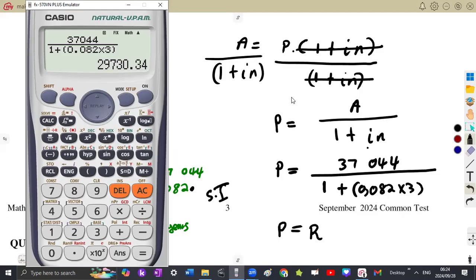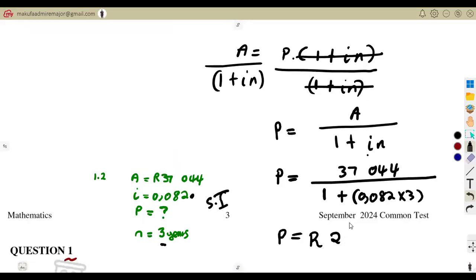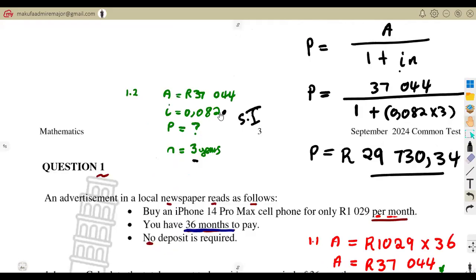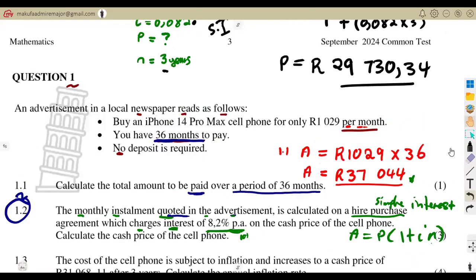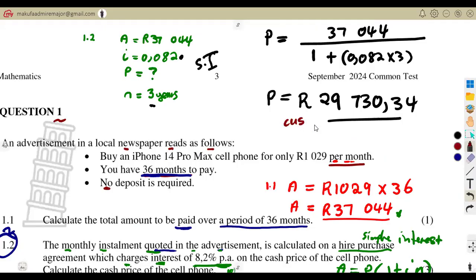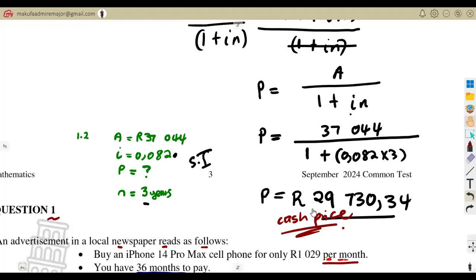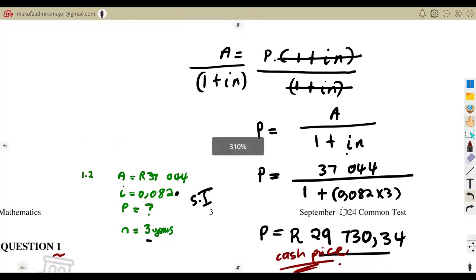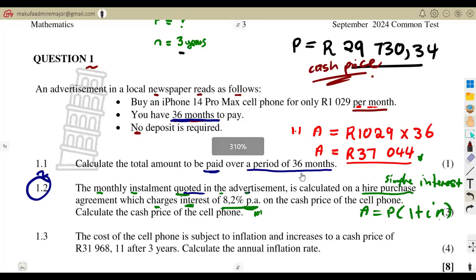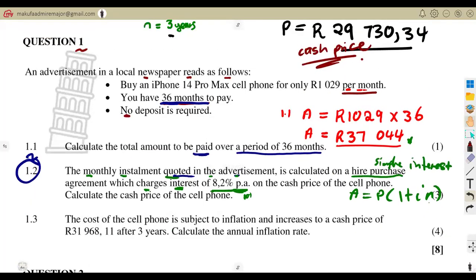So this is what you're going to have at the end. This is the idea there. So you're having 29,730.34, as we had there. So we're talking about the cash price, the one that we had. The cash price of the cell phone. This was supposed to be our cash price. Okay, so revise your finance, guys, because they do ask these questions now and again, repeatedly. So if you revise a lot of question papers, it's going to help.